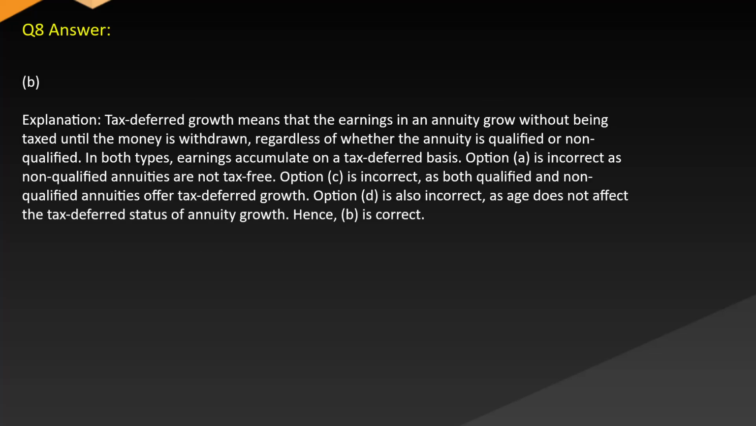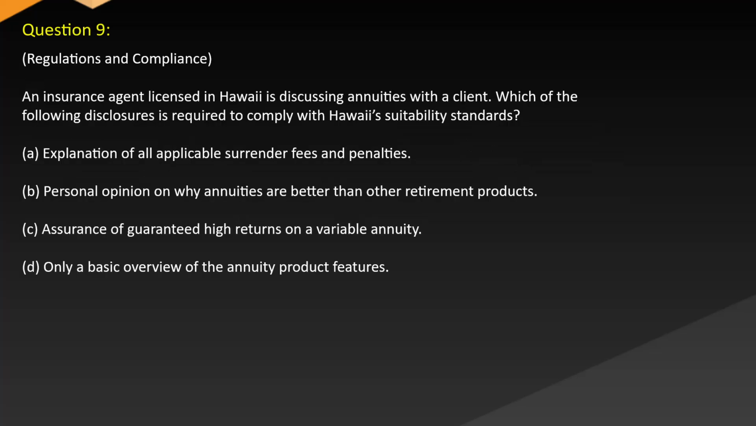Answer B. Explanation. Tax-deferred growth means that the earnings in an annuity grow without being taxed until the money is withdrawn, regardless of whether the annuity is qualified or non-qualified. In both types, earnings accumulate on a tax-deferred basis. Option A is incorrect as non-qualified annuities are not tax-free. Option C is incorrect as both qualified and non-qualified annuities offer tax-deferred growth. Option D is also incorrect as age does not affect the tax-deferred status of annuity growth. Hence, B is correct.